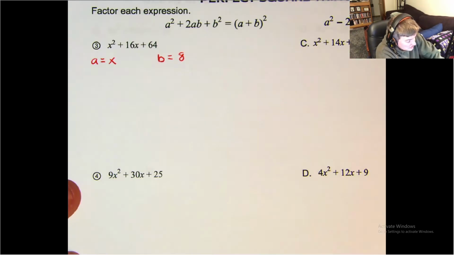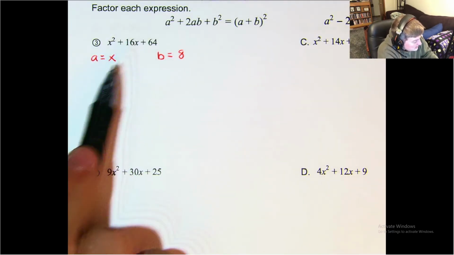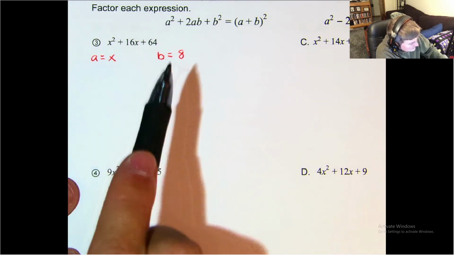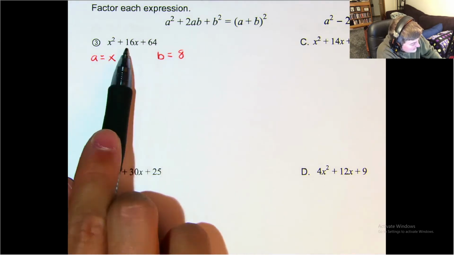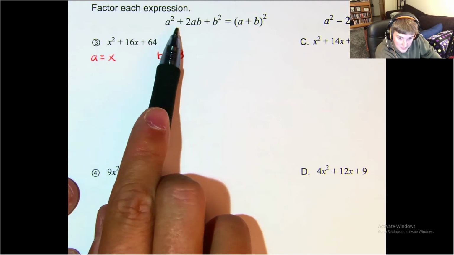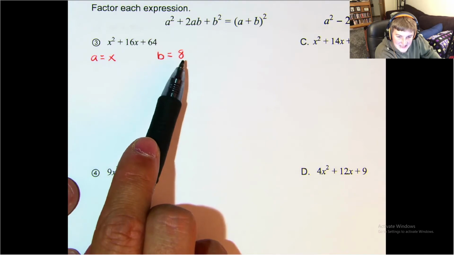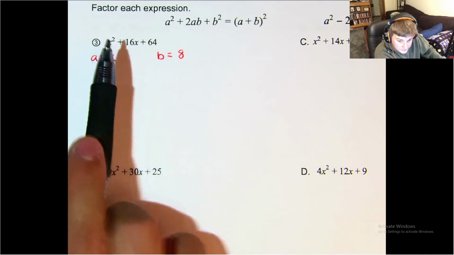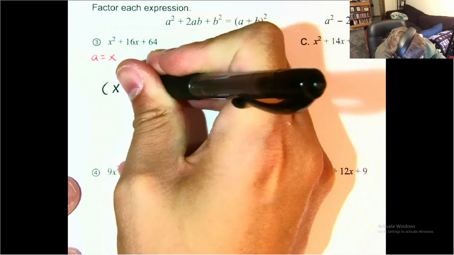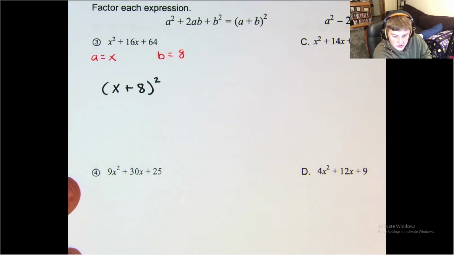Okay, so now what I just need to check is, does this follow the pattern where the middle term is 2 times my first term times my last term? So I just want to ask myself, is 2 times x times 8 16x? Because if it does, then it's going to follow this very distinct pattern. So 2 times x is 2x, times 8 is 16x. Knowing that, this is going to factor into the root of my first term plus the root of my last term, squared, because it will just turn into a square.